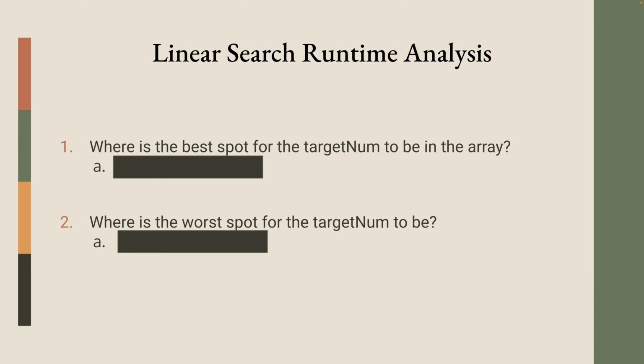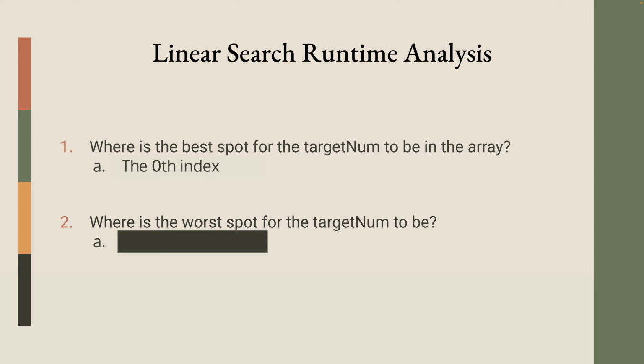So we're going to try to apply some runtime analysis to this linear search problem that we just did. Generally when we talk about algorithm runtimes, we talk about it in terms of best case, worst case, and average case. So let's first start with where would the best spot be for target num? Right now we're checking every element in the array and we return true as soon as we find the element. So what would be the best case scenario for us? Probably the first one. Yeah, if it's the very first item in the array, so essentially if it's in the 0th index, we just do one check and then we return true. Does that make sense?